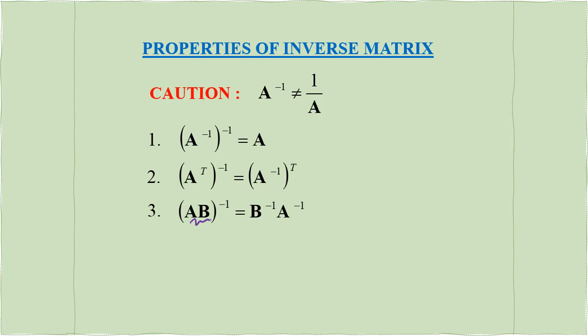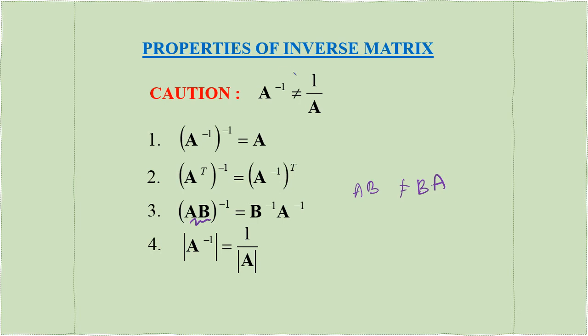Okay, so remember for the multiplication between two matrices, it's not commutative. So AB is not equal to BA. But for these properties, we can equate it. So (AB) inverse is equal to B inverse multiplied with A inverse. And the last one, the determinant of A inverse is equivalent to 1/determinant of A.